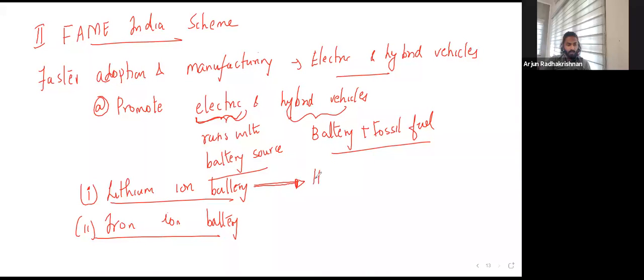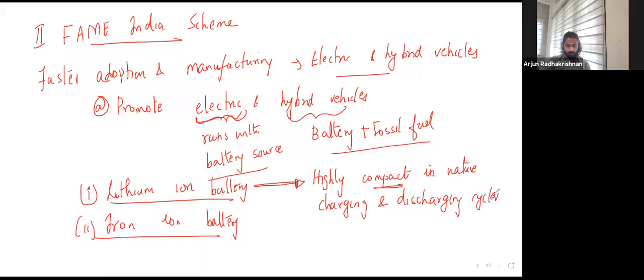Now, lithium ion is highly compact. It is very small, highly compact in nature. We can have more number of charging and discharging cycles, which is the number of times you can charge and discharge a battery before it gets damaged.